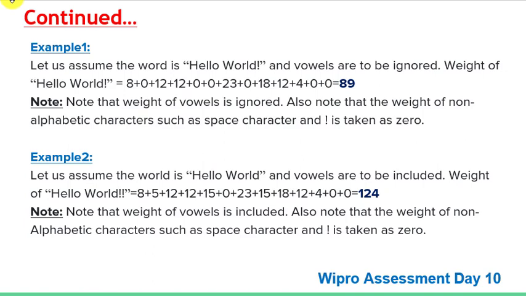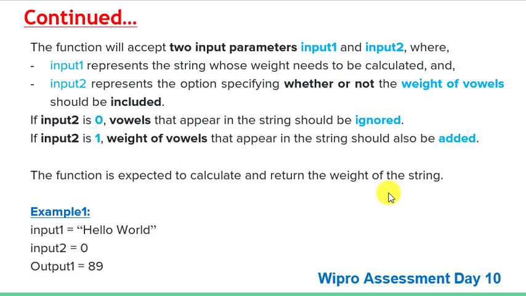There are some examples given. The first example is hello world, and here we can see that in the first example vowels are ignored. That's why we will get the output 89. And for the other example, let's take the input hello world, and here we can see that the weight of the vowels is included. That's why we will get the output 124. After that, some points are given.